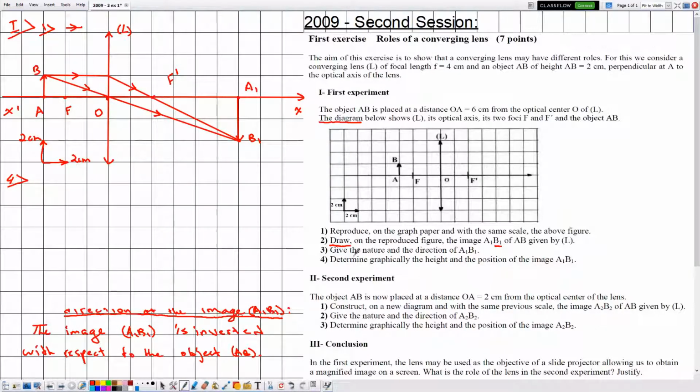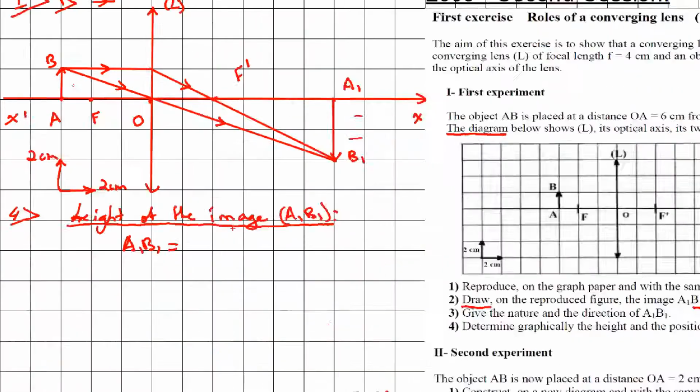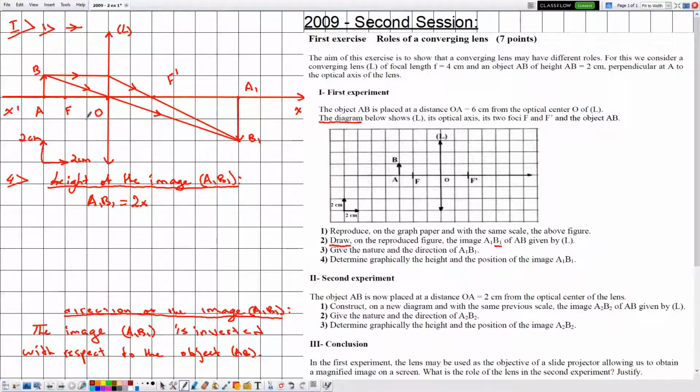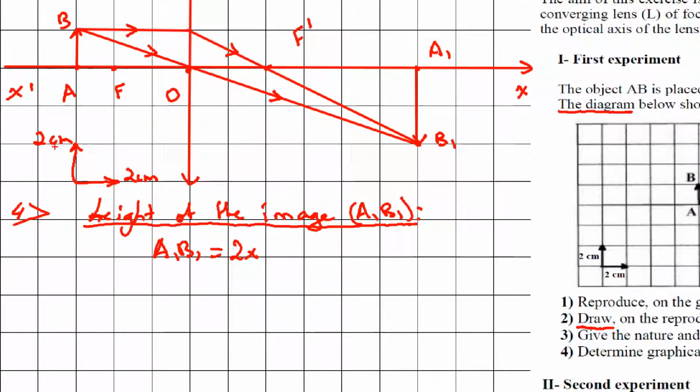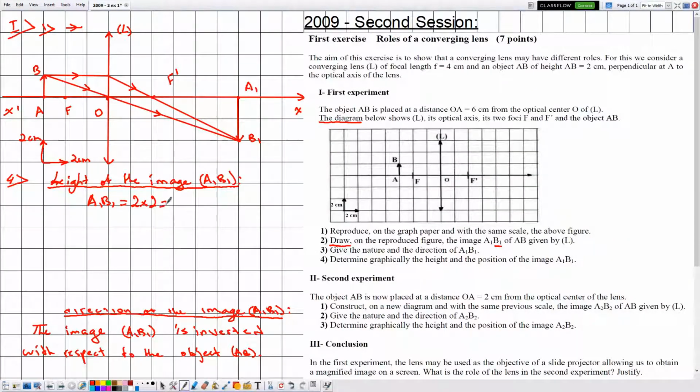Then let's start by calculating the height of the image A1, B1. So height, or in other words the size of the image, which is denoted by A1, B1. A1, B1 consists of two divisions, and we multiply by the scale along which you have counted the number of divisions, which is the scale along the y-axis. This will give us 4. Since the scale is in centimeters, then the value of A1, B1 will be in centimeters. So A1, B1 is equal to 4 centimeters.